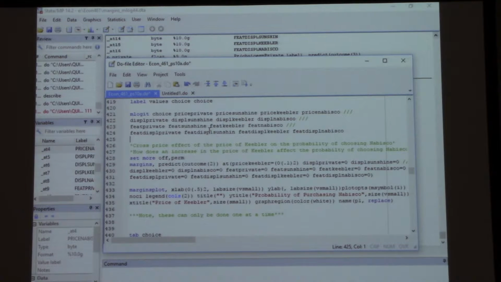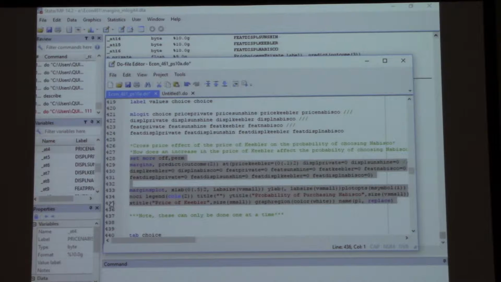So we know how Keebler responds to its own price. We want to see how Nabisco responds to a change in the price of Keebler. And this is extremely powerful.